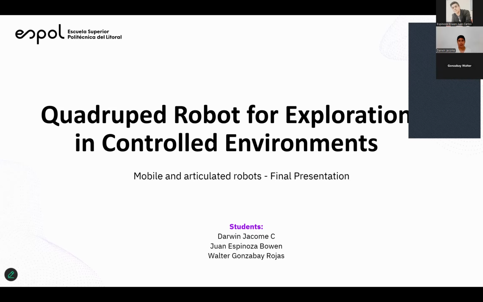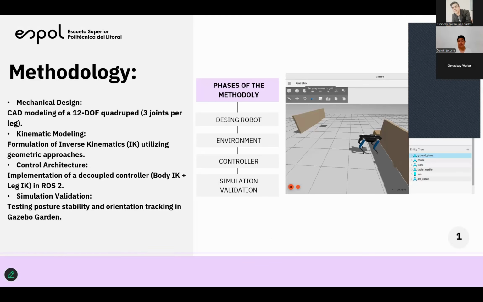This is our project, the quadruped robot for controlled environments. We focus on design and validation. We have four phases. The first, the mechanical design. The second, the math for movement. The third, the controller. And fourth, the simulation in Gazebo to check stability.